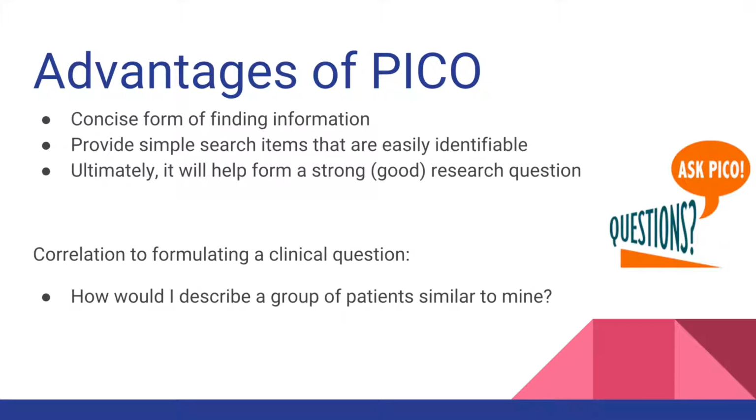So the advantages of using PICO with this information: we have a concise form of finding the information. It provides simple search terms that are easily identifiable. Ultimately, it will help form a strong and good research question. So correlation to formulating a clinical question: how would I describe a group of patients similar to mine?